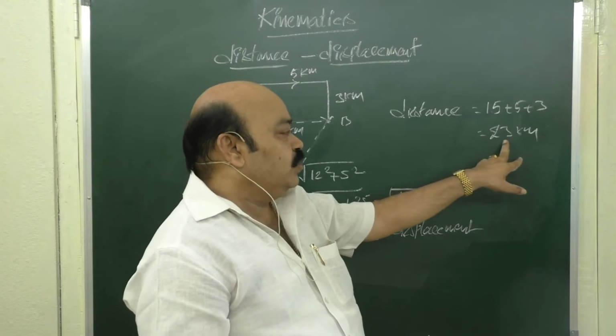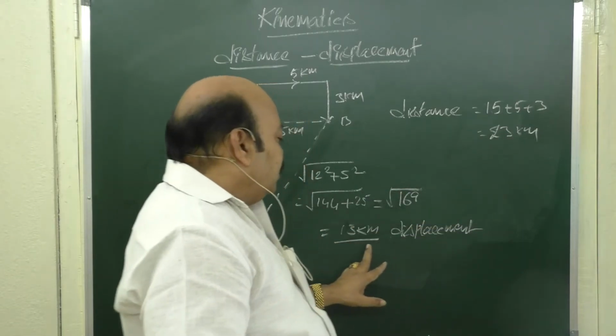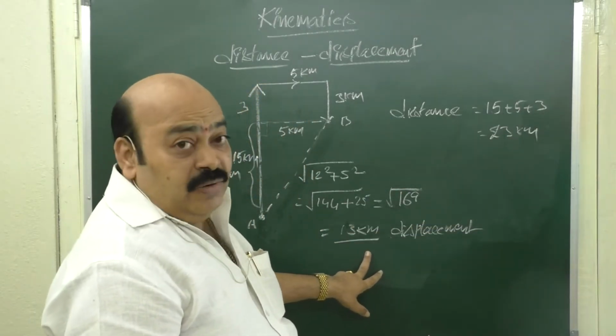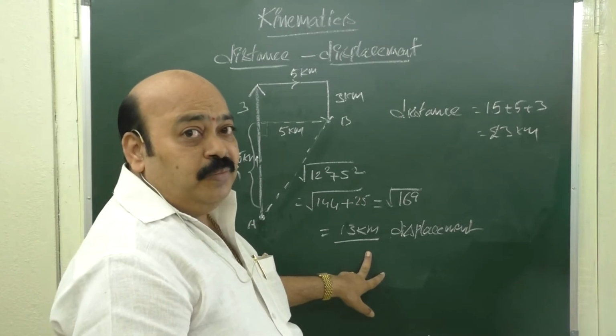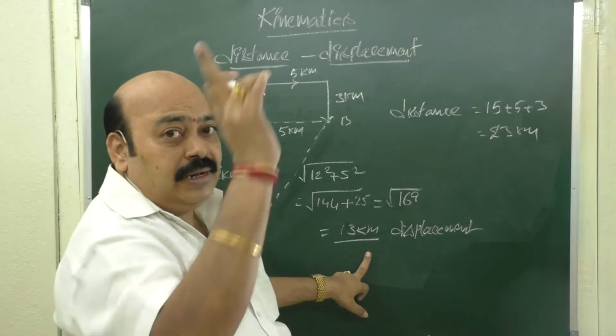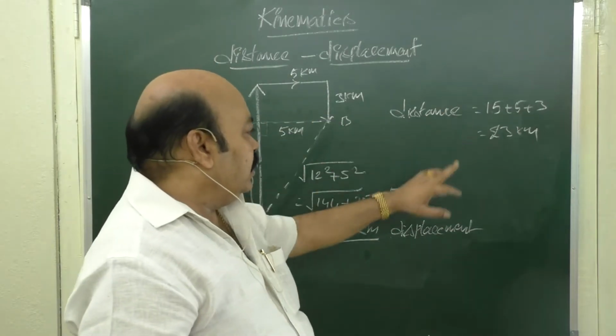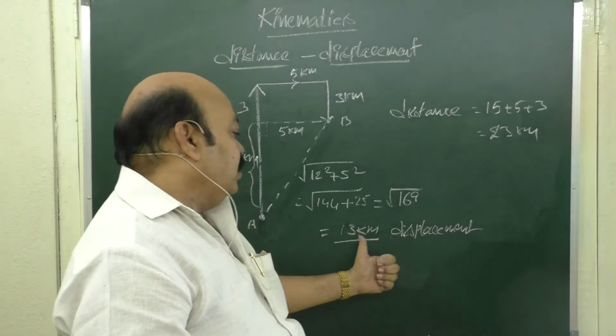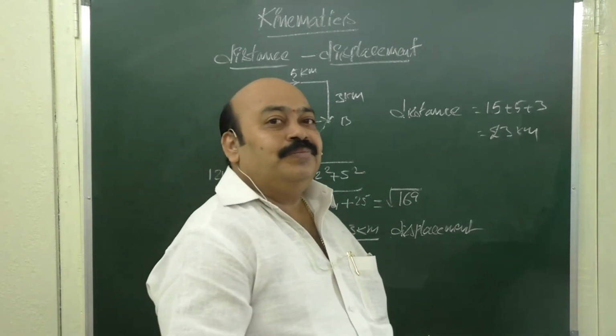Distance travelled is 23, displacement is 13 kilometers. Here we can confirm the previous point, where distance is in general greater than displacement. It is clearly greater, it is 23, whereas it is 13 kilometers only.